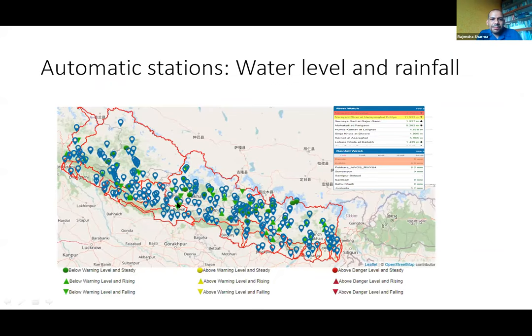So this is the automatic stations that are in place. This green portion, you can see, is water level stations, and this blue one is automatic rainfall stations. They have covered almost all the country, but in a few places in the higher Himalayas, we yet have to install some stations, and we are doing that.